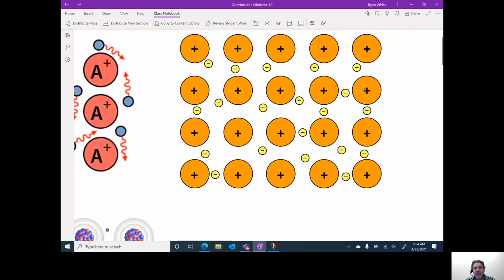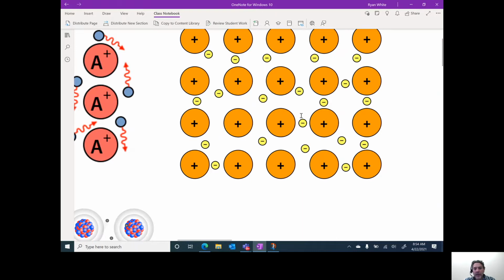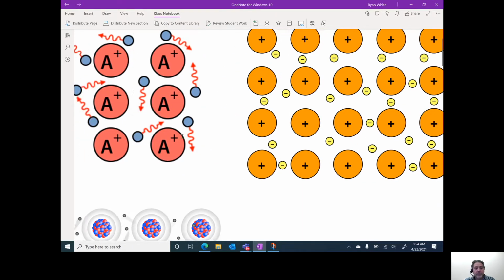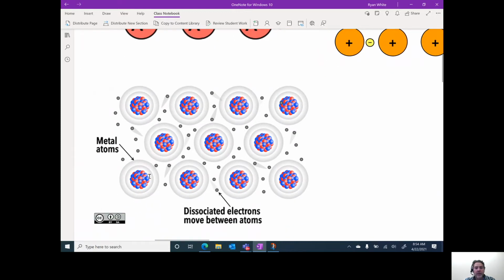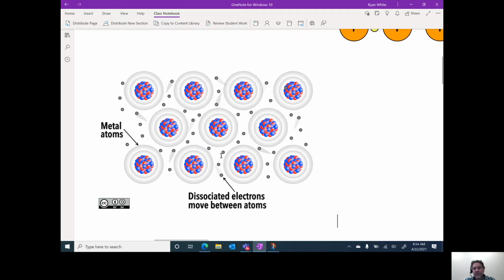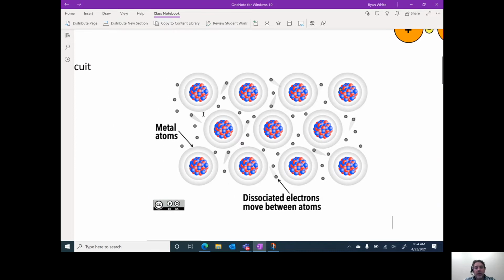Here's another picture of it. You've got these metal atoms in a very organized lattice, and then these negative charges are dispersed randomly throughout, and they can actually flow. They can go from one side to the other. Here's another picture of atoms: the nucleus has the protons and neutrons, and then you've got these electrons that can flow in between the atoms. And this is the basis of electricity, this idea that electrons or negative charges can flow from one place to another.